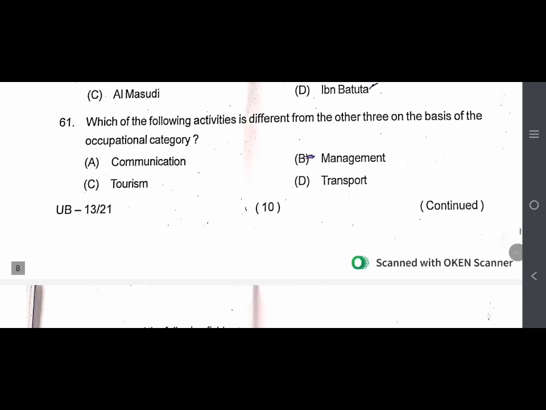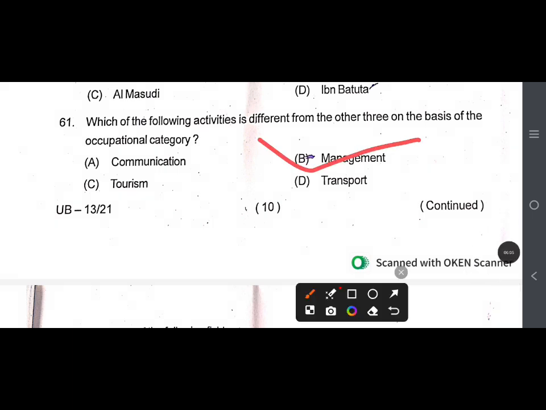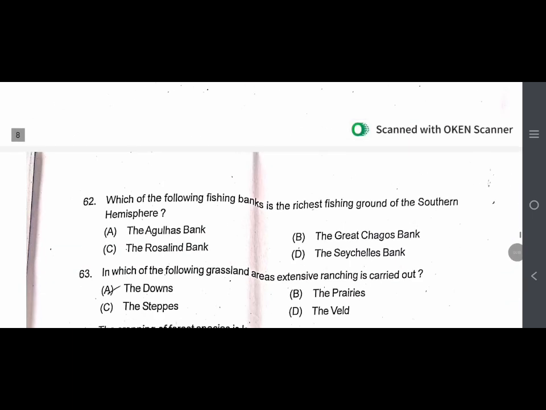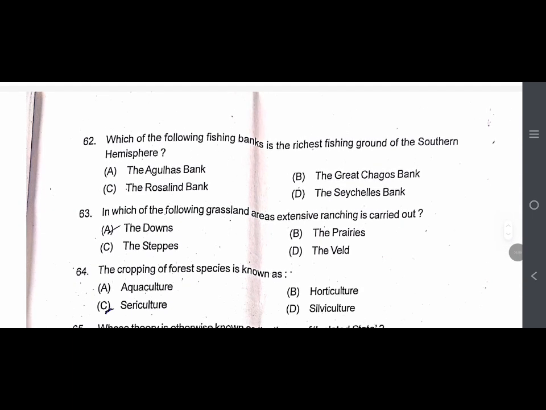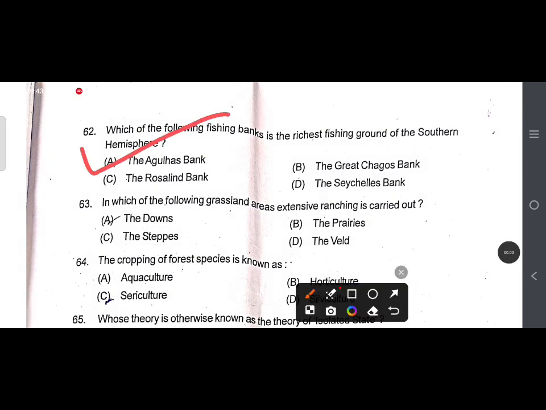61. Which of the following activities is different from the other three on the basis of the occupational category? ठीक आंसर टी हबो ऑप्शन बी मैनेजमेंट. 62. Which of the following fishing banks is the richest fishing ground of the southern hemisphere? ठीक आंसर टी हबो ऑप्शन ए. Question number 63. In which of the following grassland areas extensive ranching is carried out? ठीक आंसर टी हबो ऑप्शन डी.